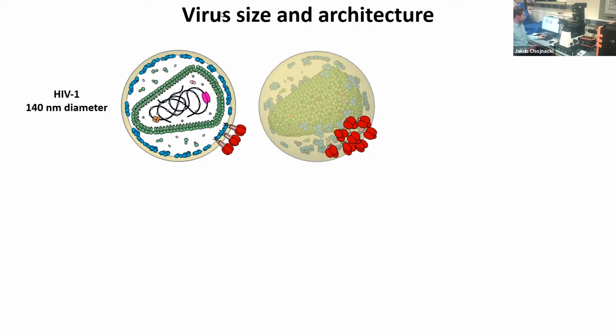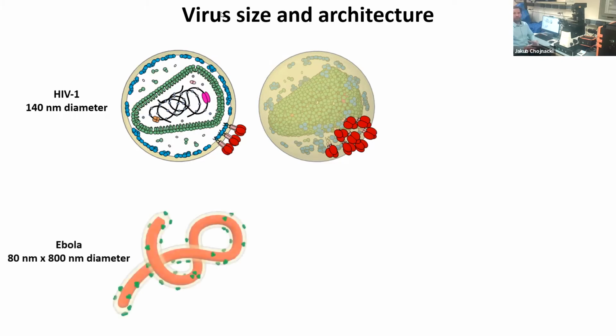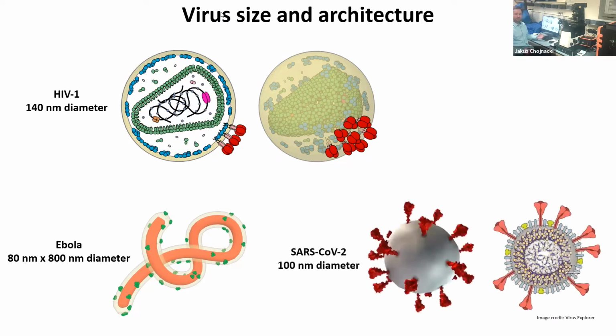Another example of a virus, which actually does not look like HIV, because HIV is very spherical, is the well-known Ebola virus. This virus has a filamentous structure, but its diameter is also about 80 nanometers. However, it can be very long and thin, up to 800 nanometers, which is 0.8 of a micrometer in size. And then, of course, we have the, unfortunately, very famous right now SARS-CoV-2 virus. That virus is about 100 nanometers in diameter, which makes it just a little bit smaller than HIV.